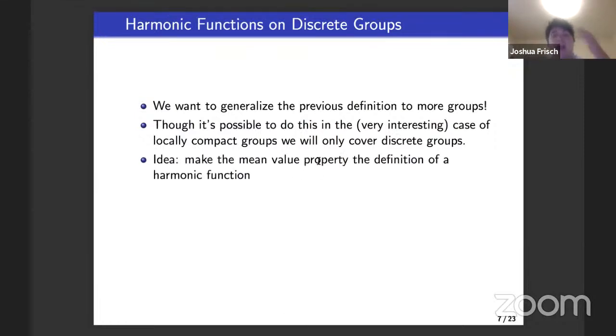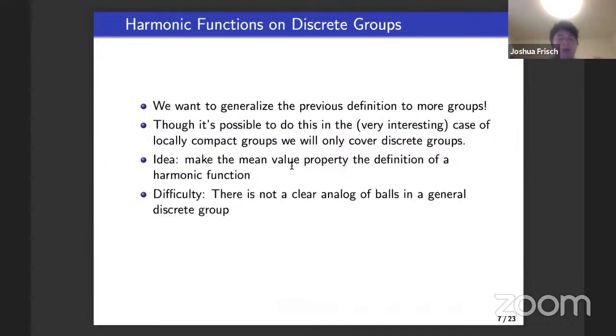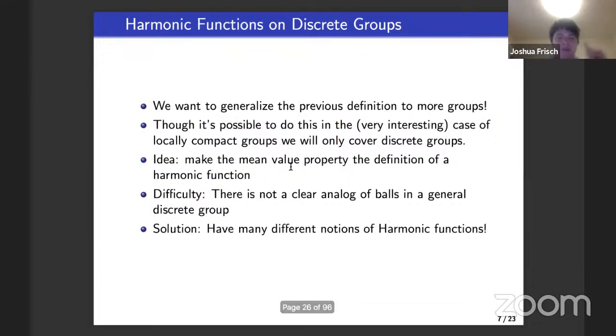Right, so we have this mean value property for a harmonic function. Why don't we just generalize that? There are a few problems though. First of all, there's not a clear analog of balls in a general discrete group. And you might say, well, yeah, there is. Just choose some finite generating set and take balls in the Cayley graph. But this really depends on the generating set. It's not canonical in the same way that balls in R^d are canonical. So you have this huge canonicity problem.